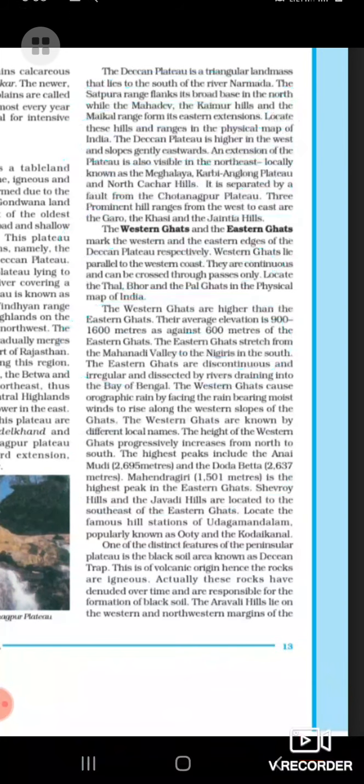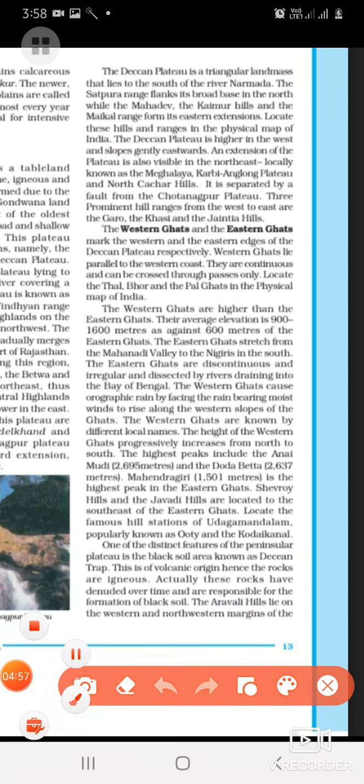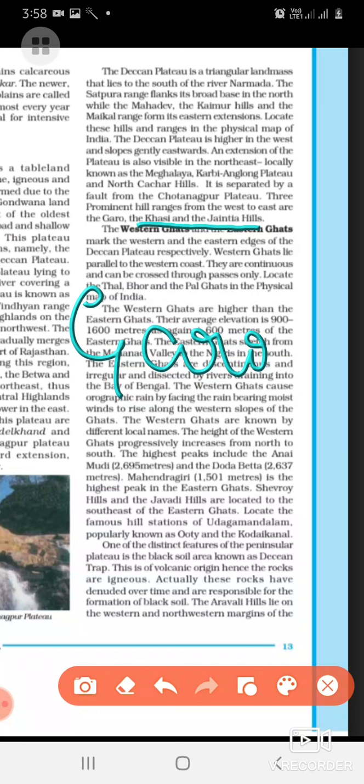Now an extension of the plateau is visible in the northeast. In the northeast there is the Meghalaya, Karbi Anglong plateau and the North Cachar hills, and it is separated by a fault from the Chota Nagpur plateau. Three prominent hill ranges are very famous here, from west to east: the Garo, Khasi and Jaintia hills.